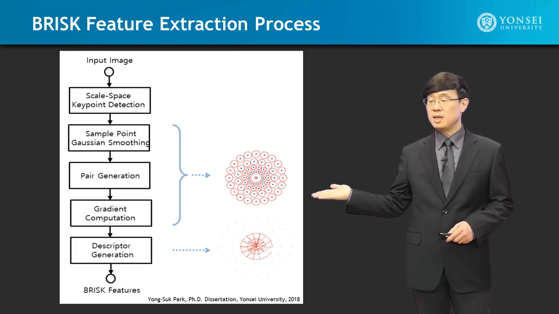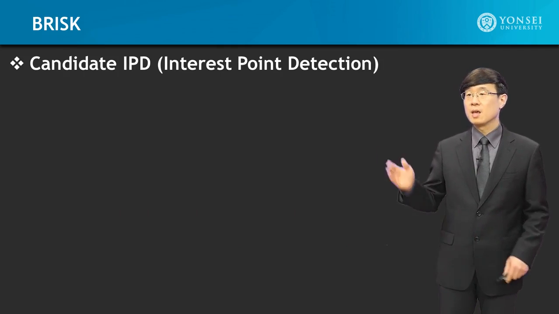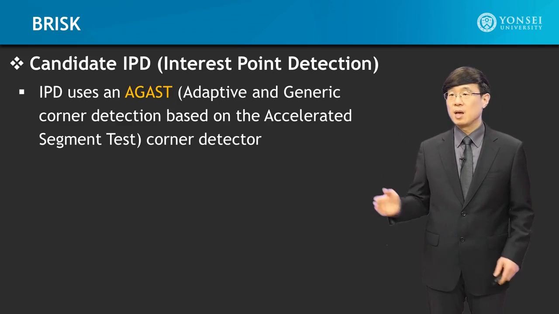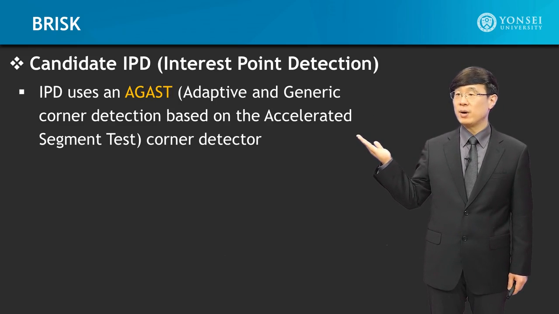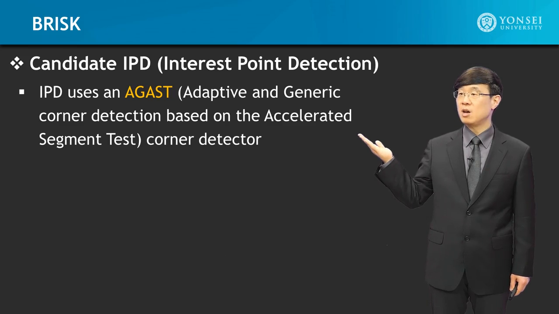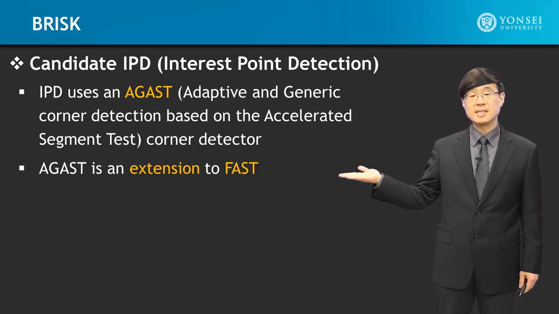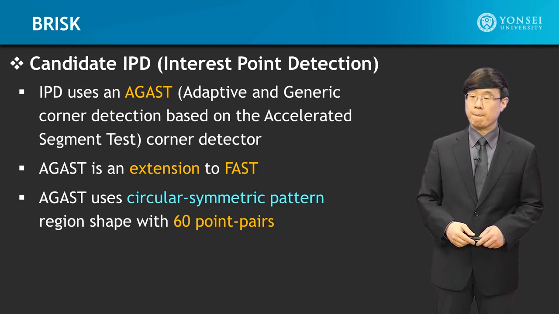And you see these right here on the side, which I will soon explain. Starting off with the candidate interest point detection mechanism. IPD uses AGAST, which is adaptive and generic corner detection based on accelerated segment test. That's a long word, short AGAST. This is a corner detector mechanism. AGAST is an extension to FAST, so it's an improved FAST mechanism.